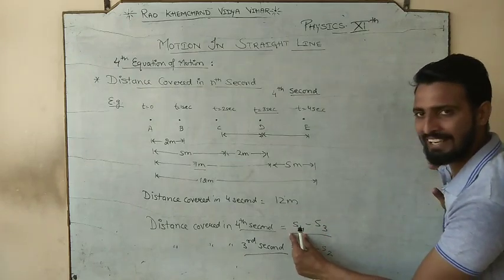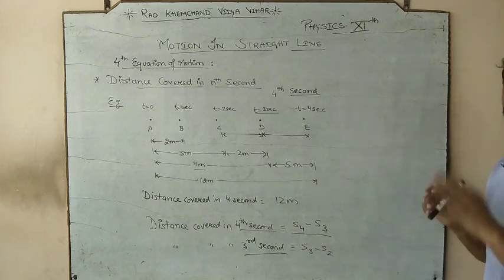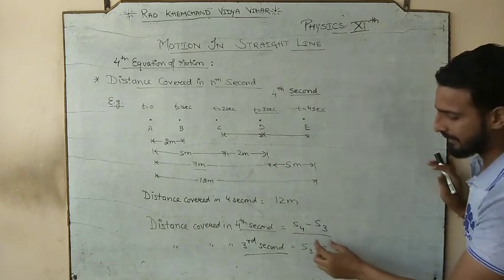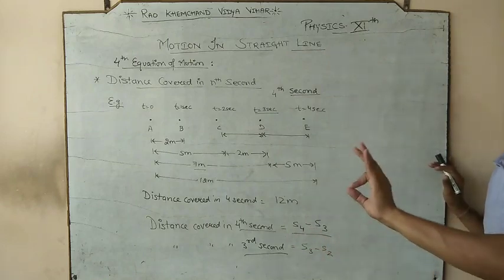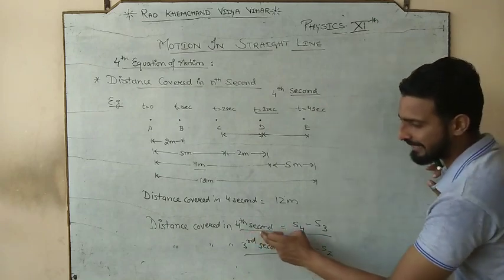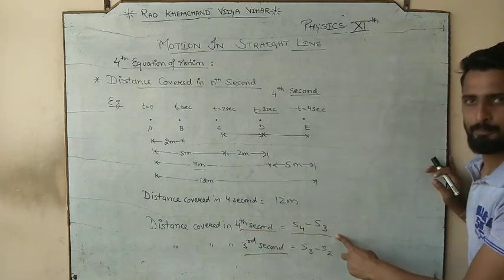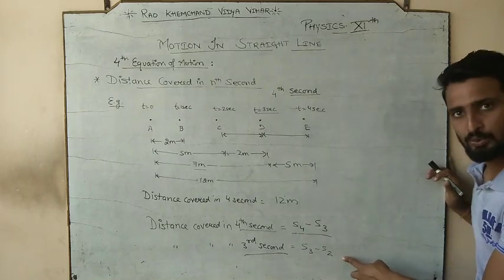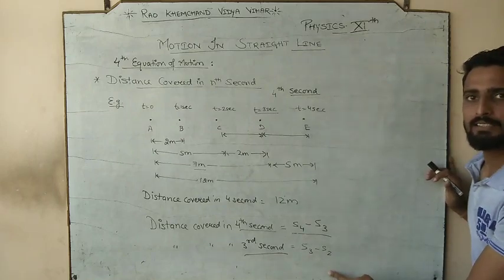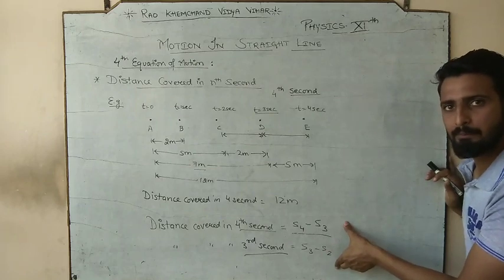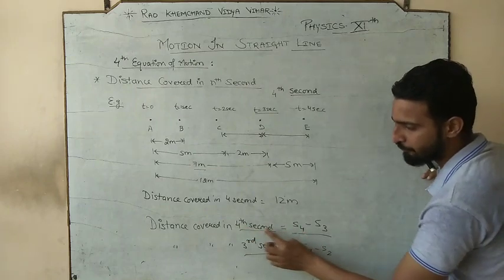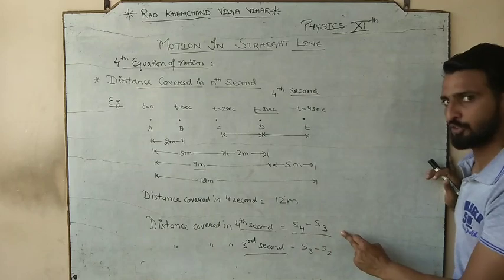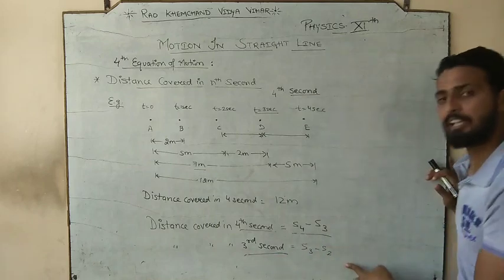What is meaning of S4? Distance covered in 4 seconds minus distance covered in 3 seconds. So to find the 4th second, S4 minus S3, and to find the 3rd second, S3 minus S2. And are you getting any pattern? Do you see any pattern here? The distance covered in 4th second is S4 minus S3, in 3rd second S3 minus S2.